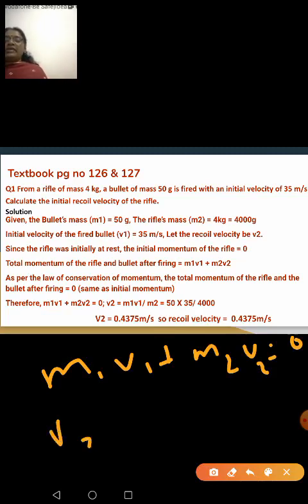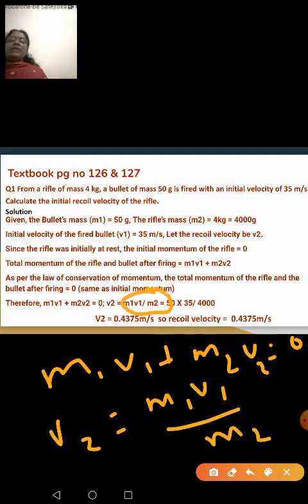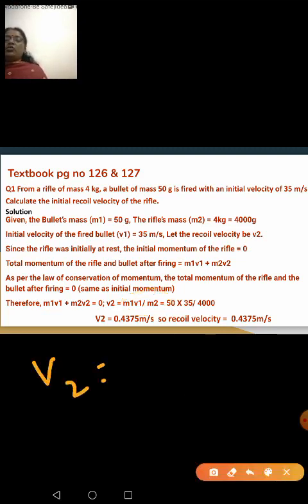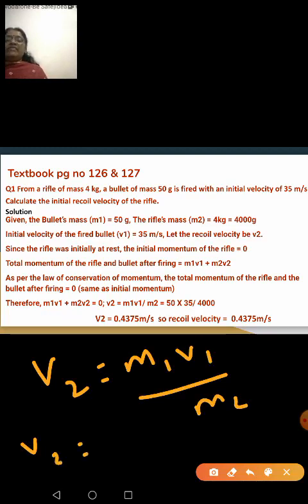My V2 will be M1 V1 upon M2. Clear? That is what is written here. M1 V1 upon M2. Now, let me use the formula. V2 is equal to M1 V1 upon M2. In the place of M1, I will write 50. That is the mass of the bullet. It is assumed already in the question. Mass of the bullet, M1, is assumed as 50.